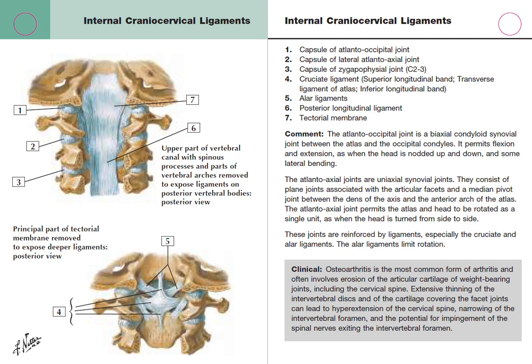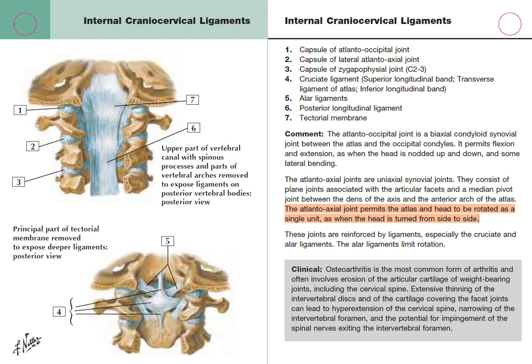The atlanto-axial joint permits the atlas and head to be rotated as a single unit, as when the head is turned from side to side. So again, the head is able to turn from side to side because of the atlanto-axial joint. These joints are all reinforced by ligaments, especially the cruciate and the alar ligaments over here. The alar ligaments actually limit rotation.